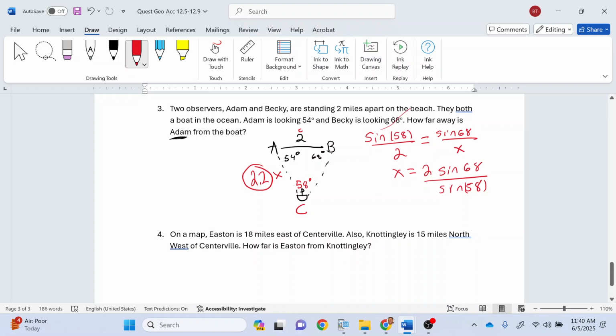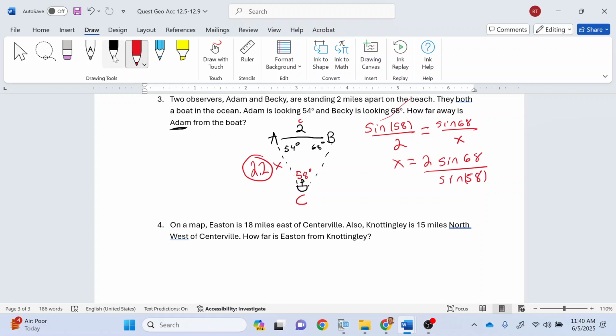All right, last one, number 4. 2.2 should be your final answer now. It's 2.16 or 1.8 when it pops up in the calculator. On a map, Easton is 18 miles from Centerville. So here's Centerville, and 18 miles east. Hopefully, you know your compass, east, and that's 18. Knottonly is 15 miles northwest. So northwest would be this way, and that's 15, and that's Knottonly. So K.